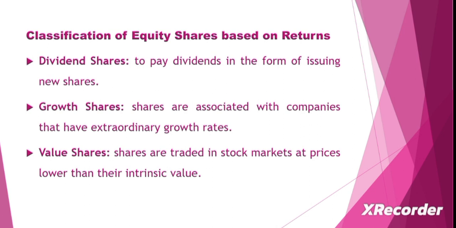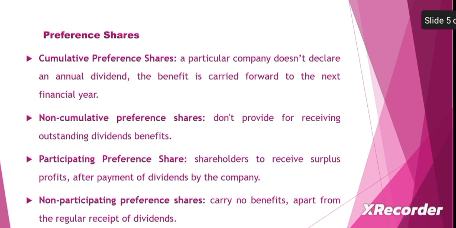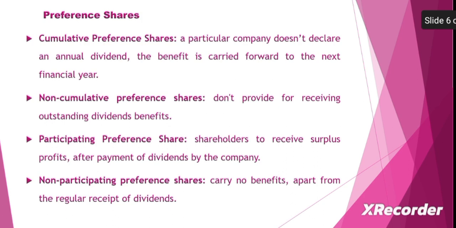Preferential shareholders receive preference in receiving profits of a company as compared to ordinary shareholders. Also, in the event of liquidation of a particular company, the preferential shareholders are paid off before ordinary shareholders. Then we discuss types of preference shares. Totally we have 8 types of preference shares.